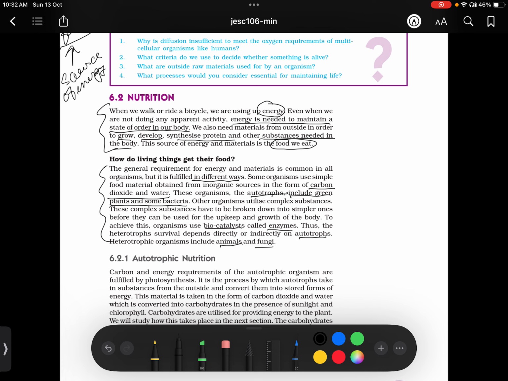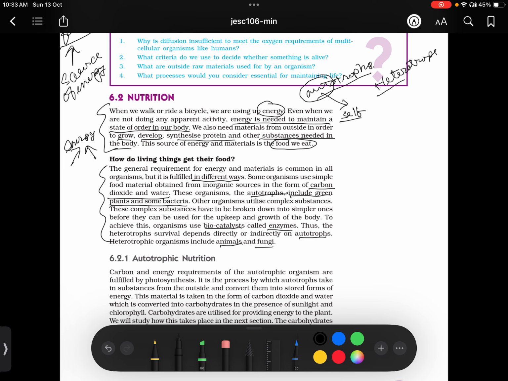From this paragraph, various things can be understood. The very first sentence says that the basic need is the same, that is energy. But to get energy, the path is different. The organisms have been divided as autotrophs and heterotrophs. Now, breaking down this term, auto means self. That means they can make their own food. They make food for themselves.